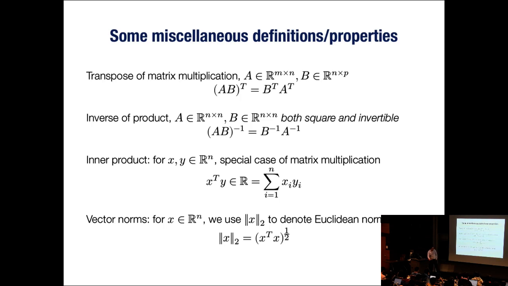And then finally, the last thing I'll say is that I do sometimes use this notation, which is the Euclidean norm. This just means the square root of the vector inner producted with itself. In other words, it's the square root of the sum of the squared entries of the vector. Okay, I think that's it for what I'm going to put you through in linear algebra so far.